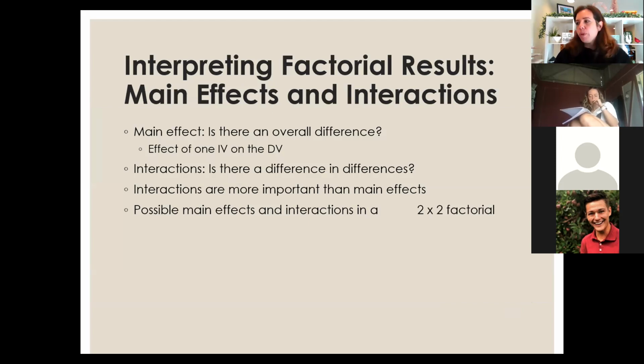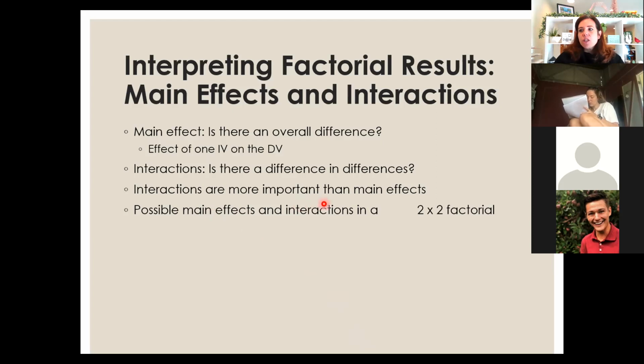Now, how do we interpret these? And I started talking about that a minute ago. So there is going to be a main effect, which asks is there an overall difference? You're looking at just one independent variable affecting the dependent variable. That is the main effect. For the interaction, the question you're asking is, is there a difference in the differences? So again, if you're splitting off your independent variable, you're asking, is there a difference between the difference in response between your independent variables? So is there a difference at water's edge versus underwater, right? You're looking at the main difference.